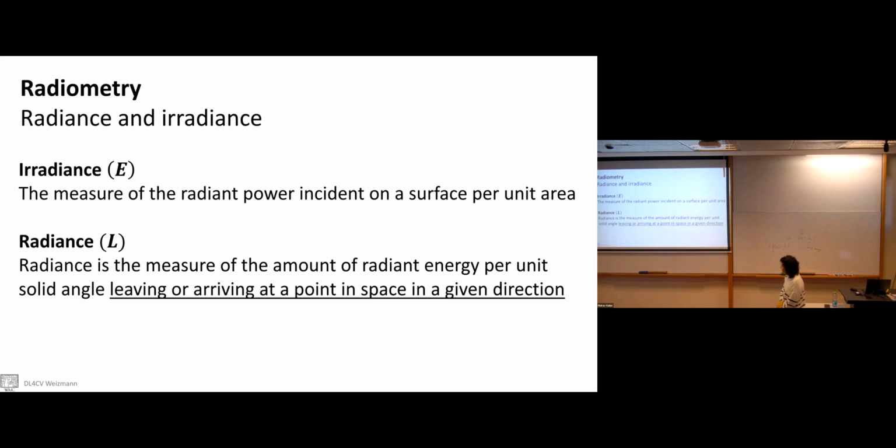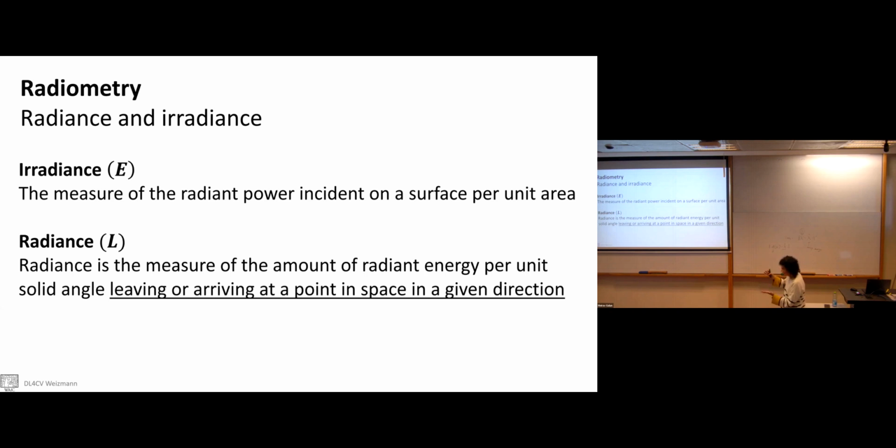So irradiance is the measure of the radiant power incident on a surface per unit area. Just per unit area. How much energy is incident on the surface, on the wall, on the carpet, per unit area. What is radiance? Radiance is the measure of the amount of radiant energy per unit solid angle. What do I mean by that? In radiance, you include the direction also. Not just what is falling on the surface, but the direction of the light, you take it into account. For a certain point, leaving or arriving at a point in space given the direction.